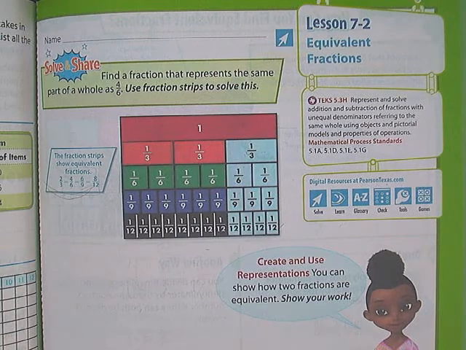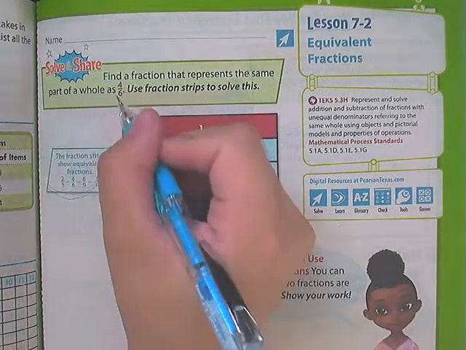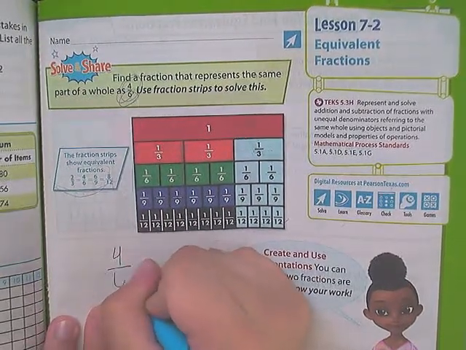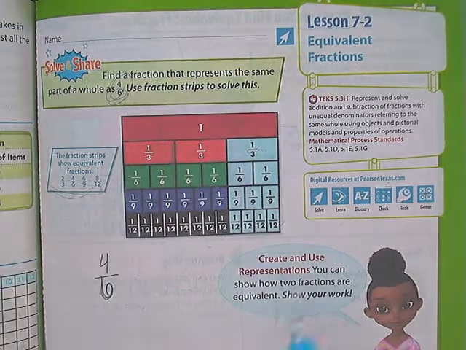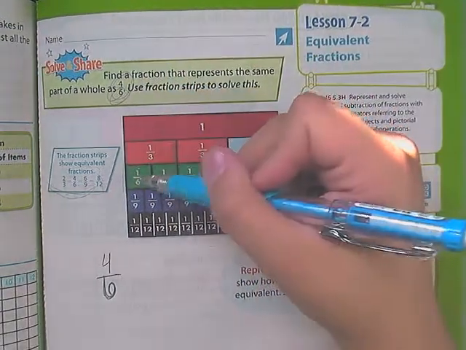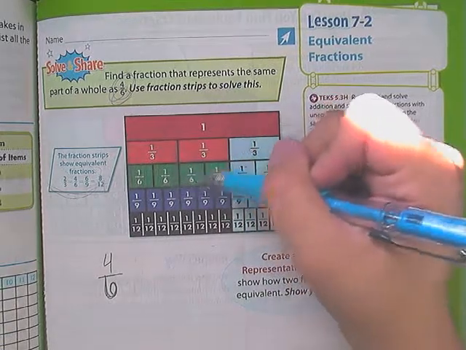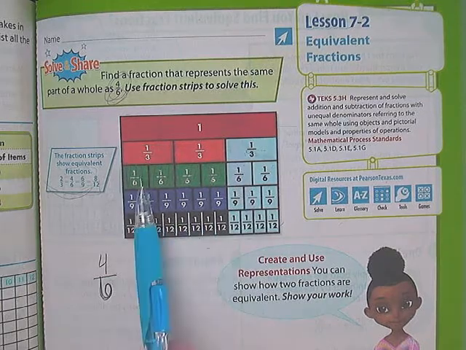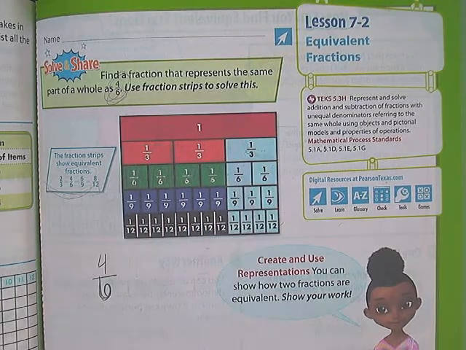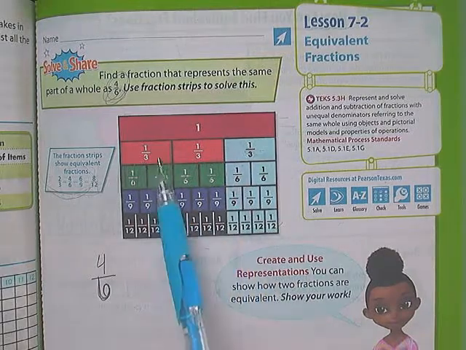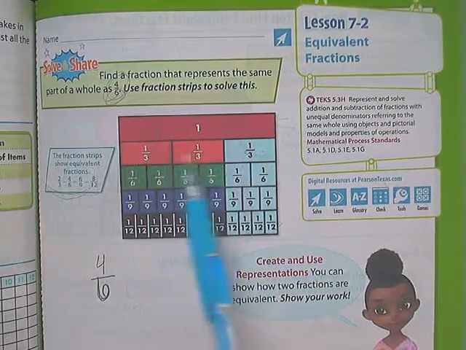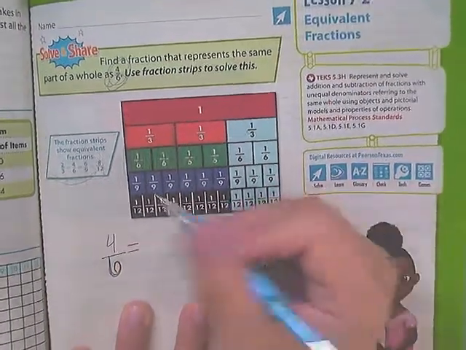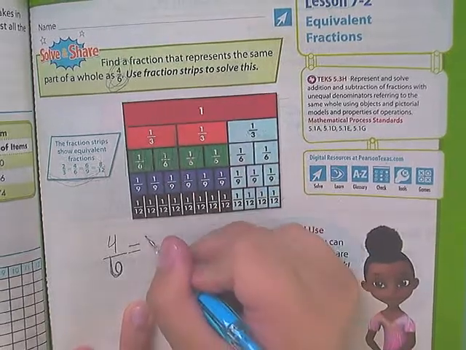So it says find a fraction that represents the same part of a whole as 4/6. So we're going to find something that is the same as 4/6. If we look right here, 4/6 is this section right here, this green section. So that's 4/6 because we have 6, and we have 1, 2, 3, 4 of them. So 1 is too big to be 4/6, but we have these two thirds right here that are the same. So something that we can see that is the same as 4/6 is 2 of the thirds.